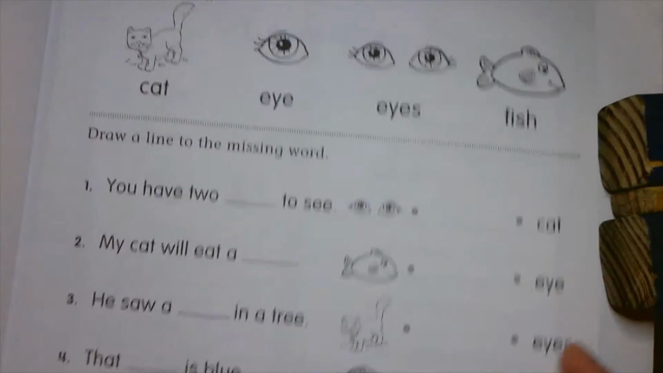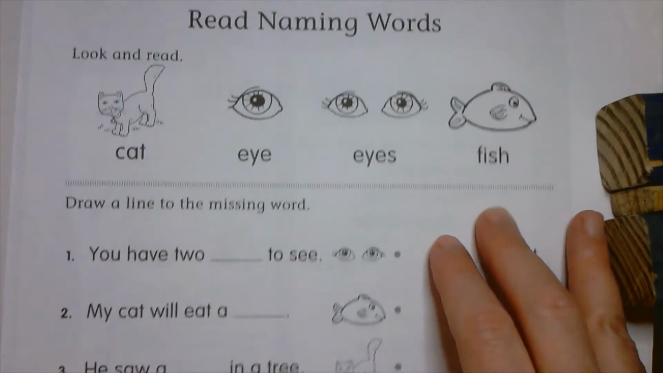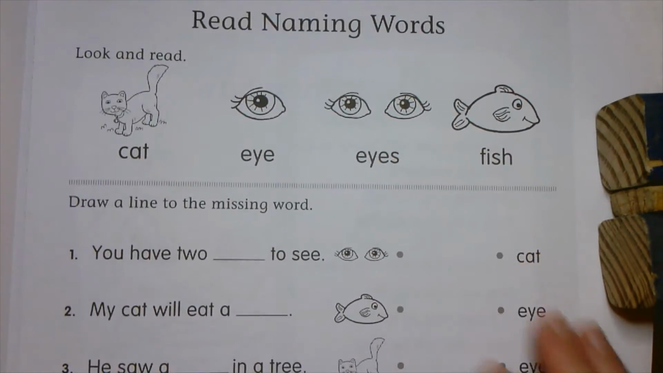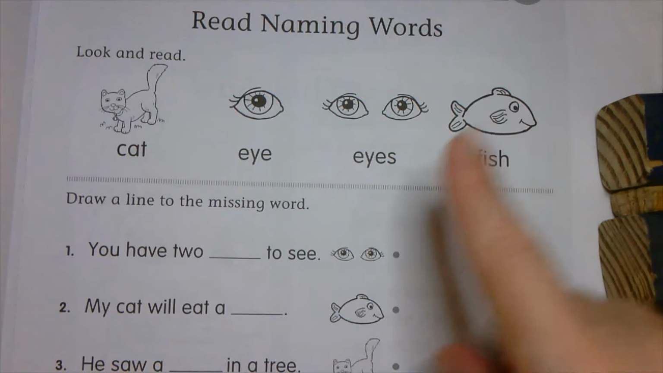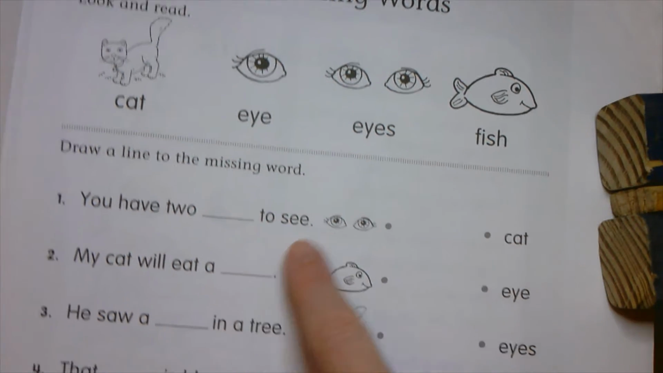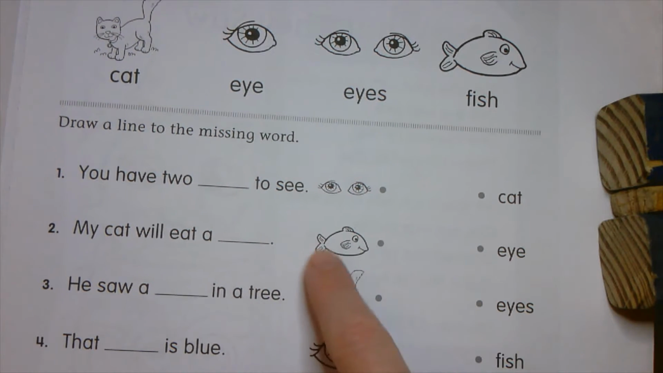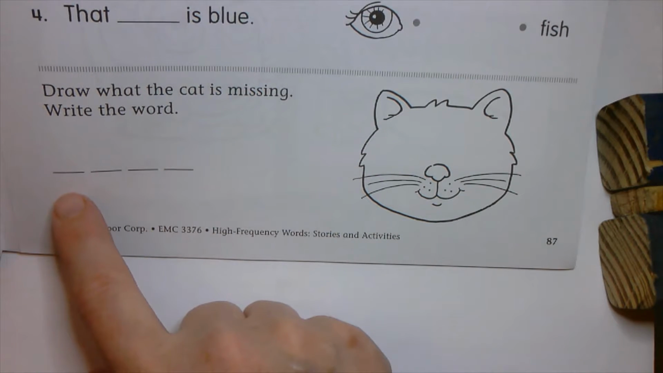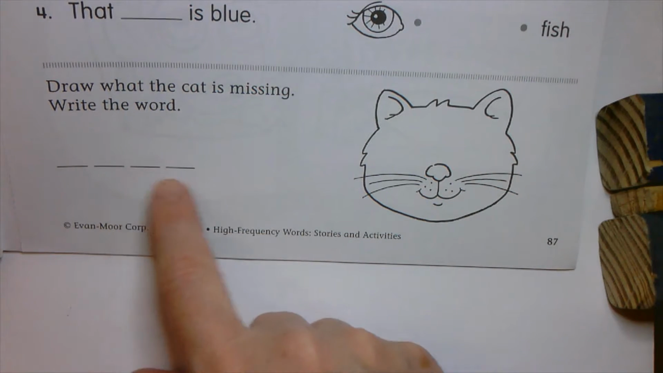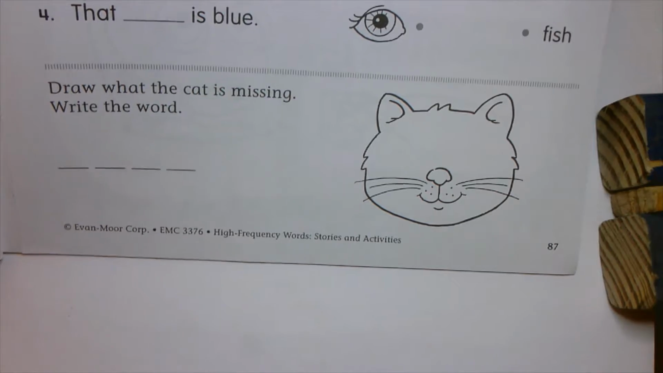2nd page for you. These should be stapled together, I think, in your packet. Read the naming words. So up at the top, you just read it. But down here, I have 2 blank to see. Draw a line from this dot to that dot, so on and so forth down to the bottom. And then down here, draw what the cat is missing. There's 1 line for each letter, just like on your tapping paper.